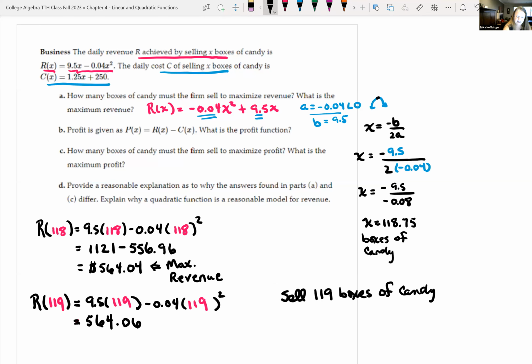So maybe seeing what this value is, look at what we're talking about. We're not going to sell a portion of our box of candy to a customer. So look at the integers around that number and plug it in to see.